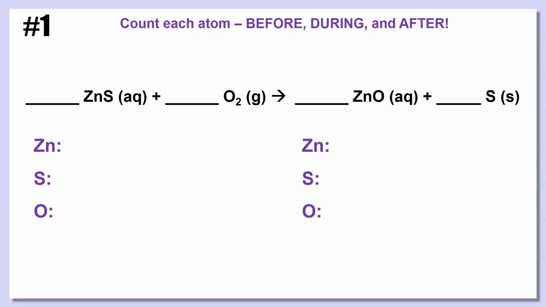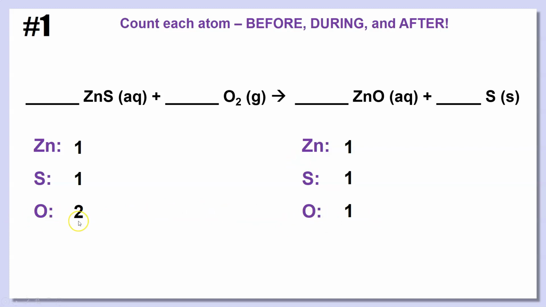So now we're going to count how many we have of each on each side of the arrow before we try to do anything. You need to know where you're starting before you try to change anything. So I can see here I have 1 zinc, I have 1 sulfur, and over here I have 2 oxygen atoms. On this side I have 1 zinc, I have 1 sulfur, and I only have 1 oxygen atom. So you can see looking at these numbers that the first 2 look fine, but we do need to fix the number of oxygens.